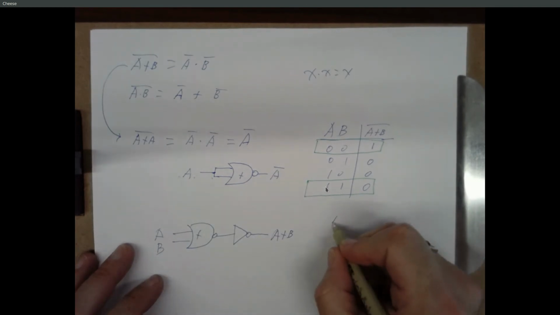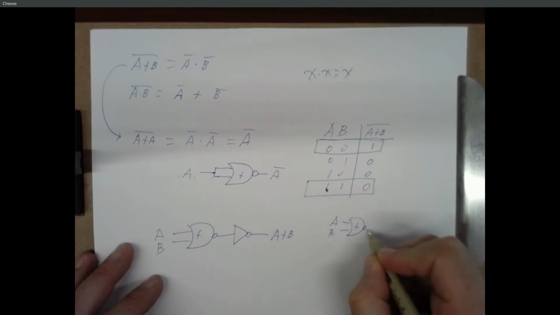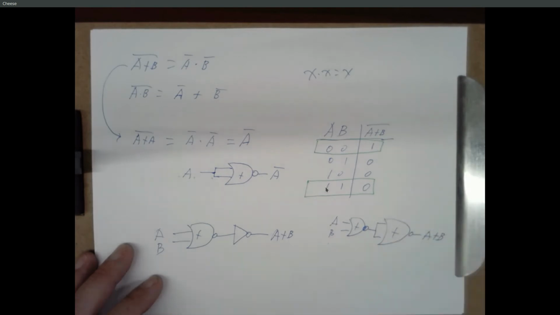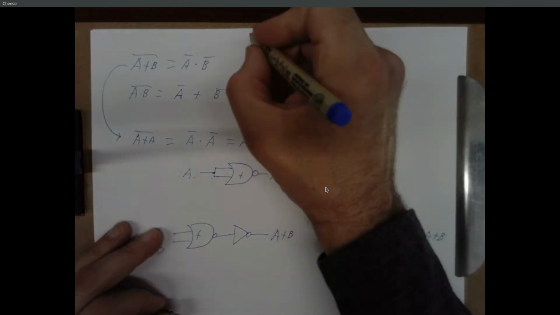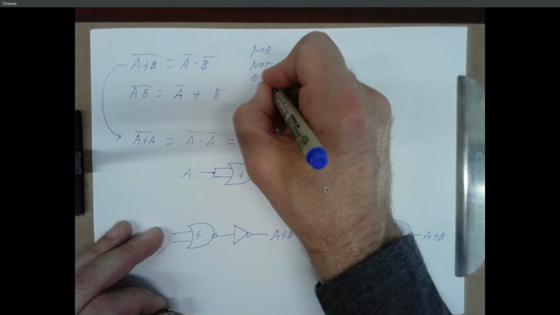So here's something crazy we could do. We could take A and B, and put that into a NOR gate. We could take the output and feed it to both inputs of another NOR gate. And we've just made an OR gate out of a NOR. So with a NOR gate, we get a NOR, we get a NOT, and we can also get an OR.